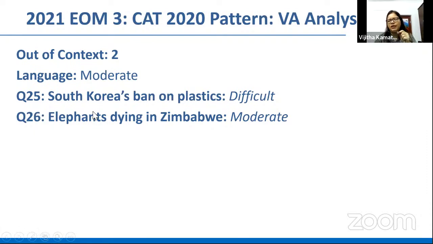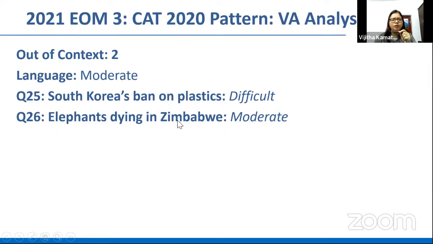Question 25 particularly was a difficult one, because every sentence made some reference to the ban on plastics, and therefore to figure out which sentence is out of context would have required some more time. Anyone who got into this question might have spent 2+ minutes here, or 2.5 minutes, which is really a little more time, and still there are chances that this would affect your accuracy.